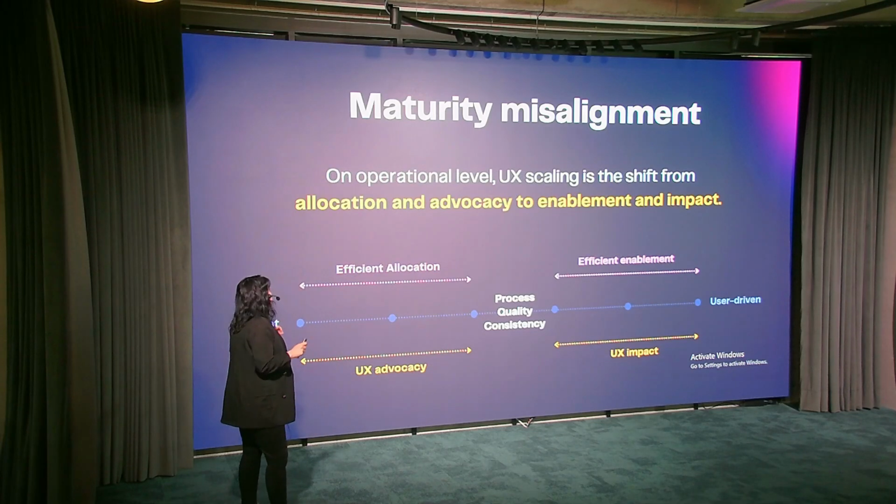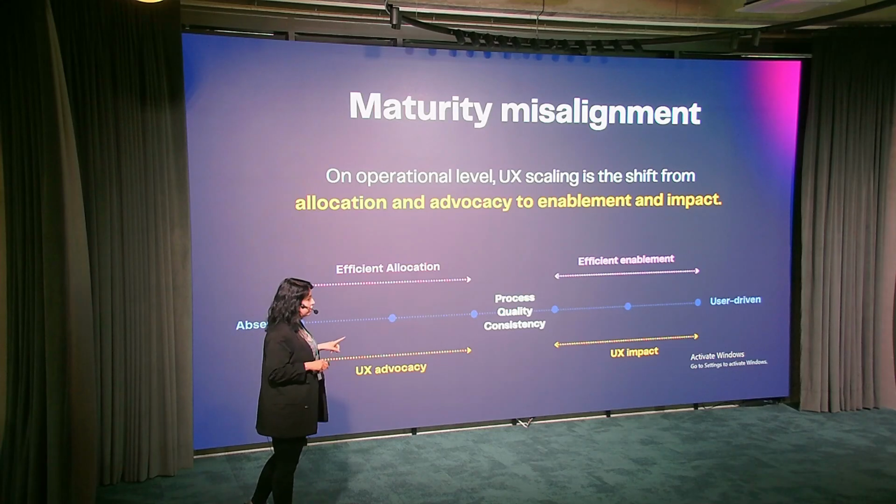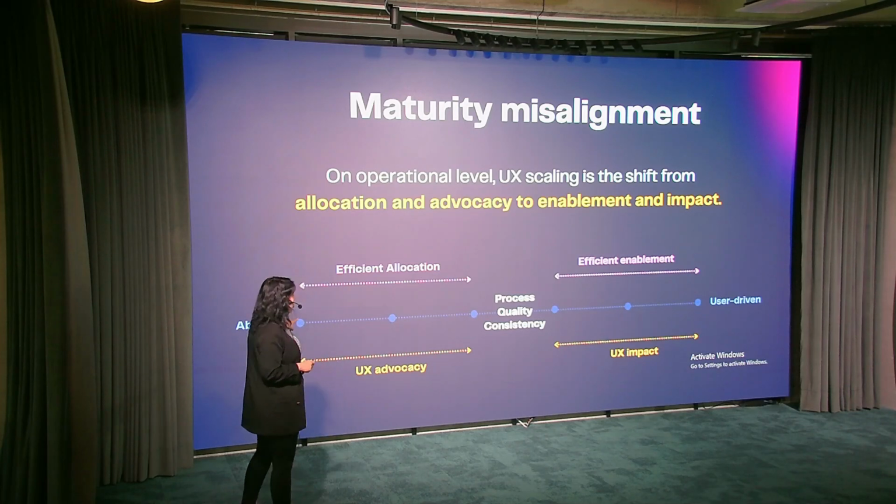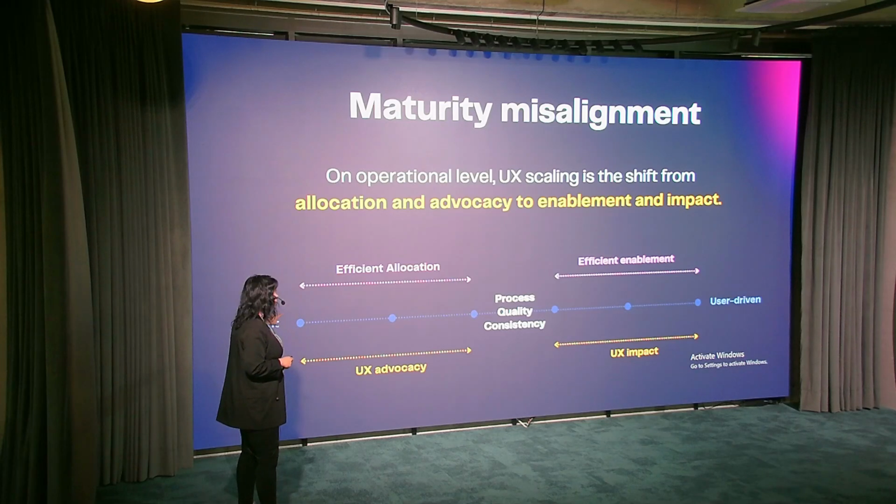To simplify this, scaling UX is pretty much the shift from efficient allocation and UX advocacy to efficient enablement and UX impact. I hope this is a good takeaway for all of you. It's a very meaningful thing to take away because while you don't have the resources, the processes, and everything else set in place, it's very important how you allocate your personal efforts, the efforts of your team, how you prioritize, how you track and measure work, and how you can show value.